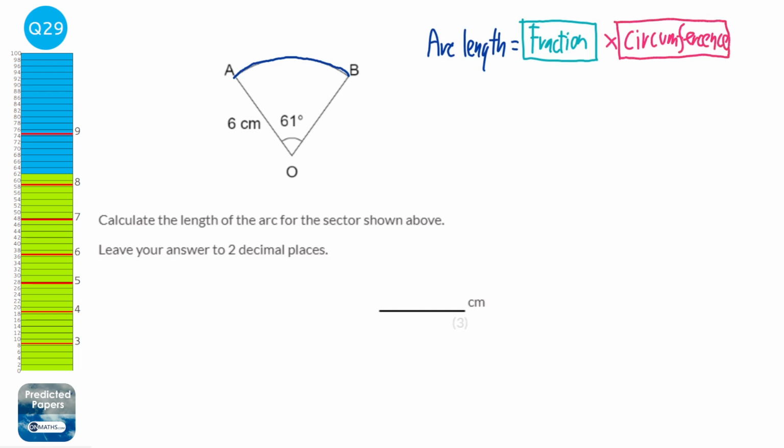Now to find the fraction of the circle we've got, we work out the angle of the sector and we divide it by 360 because there are 360 degrees in a full circle. Times that by the circumference, and circumference is just going to be pi times the diameter. The angle is 61 degrees.